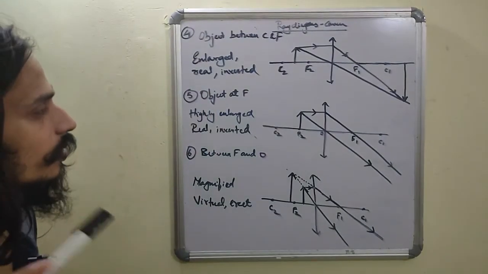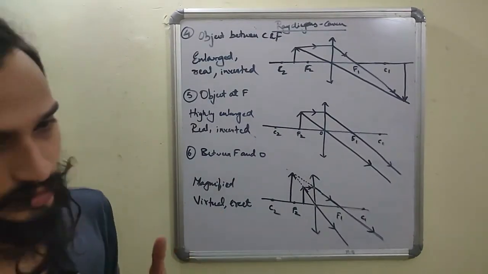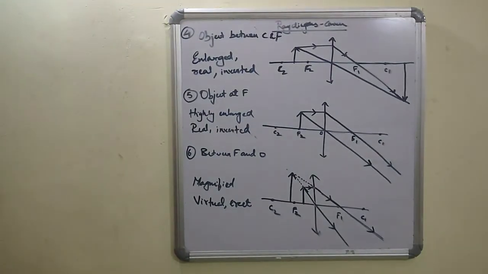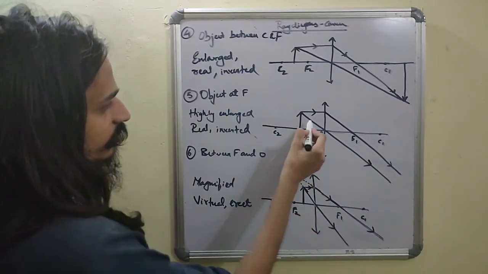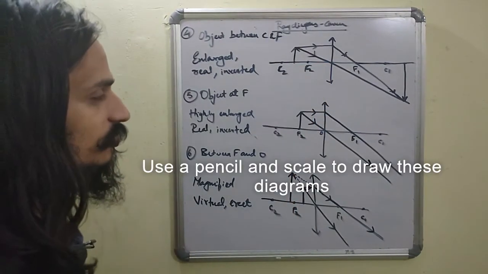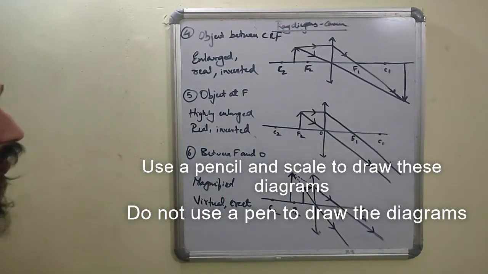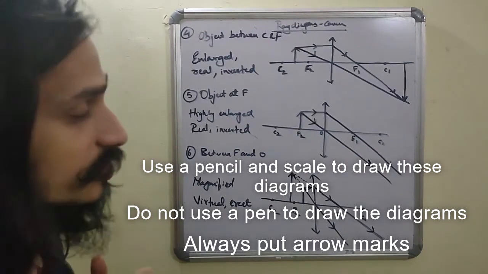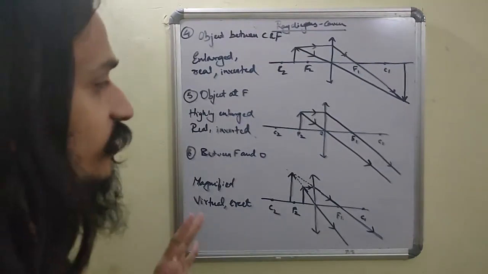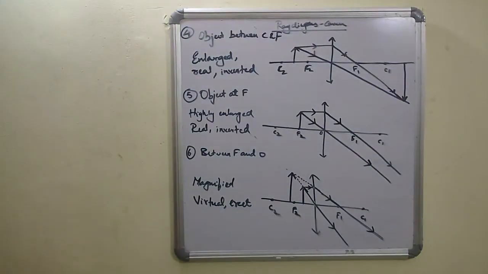So these are the 6 cases that you follow. Ray diagrams are quite important. They come from time to time for a lot of marks. So do make sure you're practicing all of these diagrams. One thing to keep in mind is use a pencil and scale always. Do not use a pen to draw these diagrams. It will get really messy. And never forget the arrow marks. If you forget the arrow marks, it's as good as gone. You will not get marks for that question.